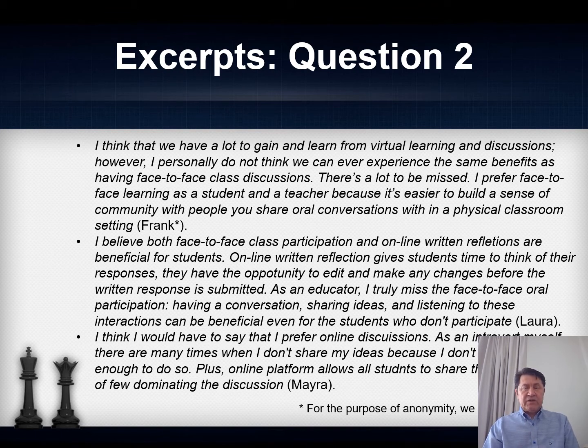On question 2, we have qualitative data that we analyzed using a meaning coding technique, and here I present several student responses on their preference and evaluation of the discussion mode. For example, Frank says, I think that we have a lot to gain and learn from virtual learning and discussions. However, I personally do not think we can ever experience the same benefits as having face-to-face class discussions. There is a lot to be missed. I prefer face-to-face learning as a student and a teacher because it's easy to build a sense of community with people you share oral conversation with in a physical classroom setting.